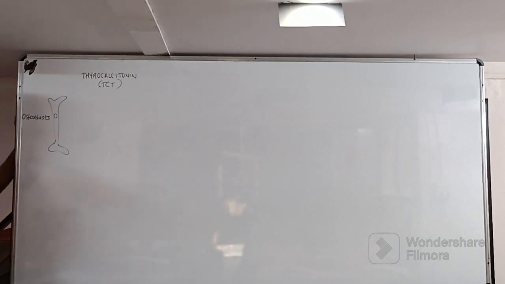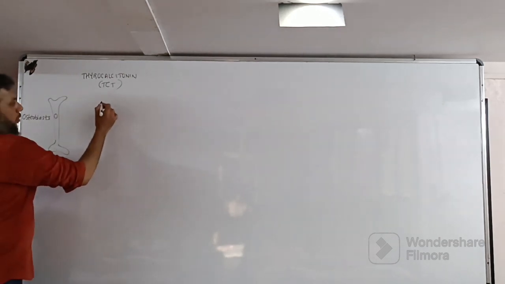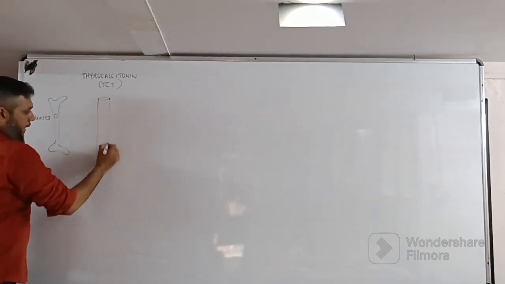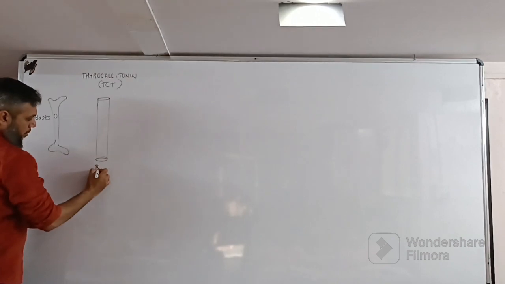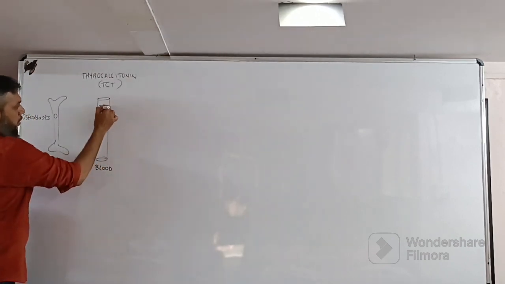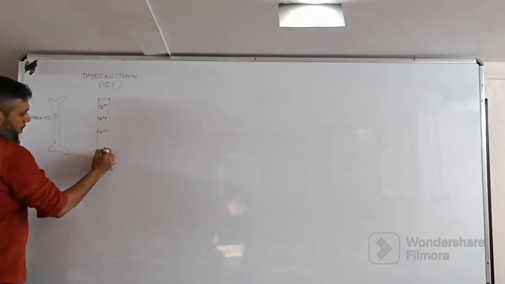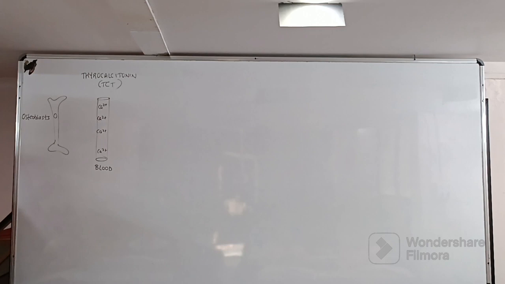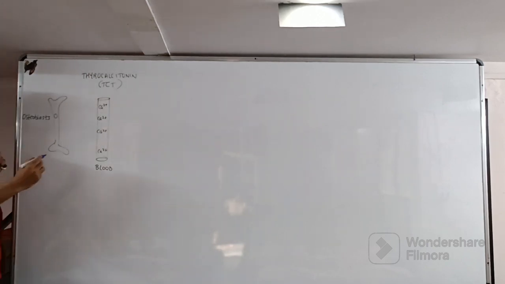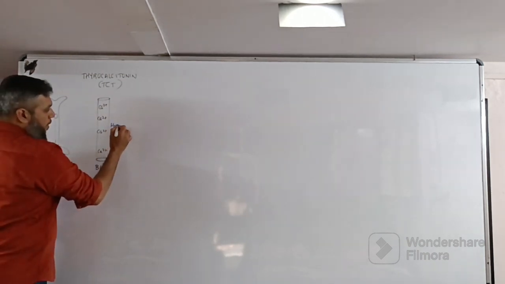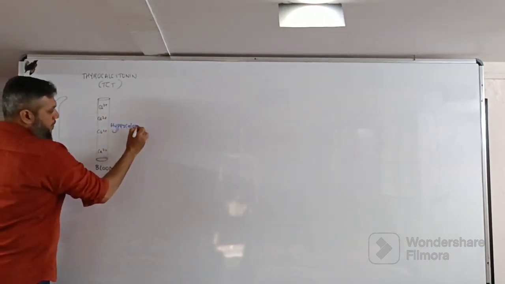Just imagine that you just had a meal which had a lot of calcium, like milk. So the calcium levels inside your blood, will they increase or decrease? Increase. So right now your blood is showing a lot of calcium, and that condition is called hypercalcemia.